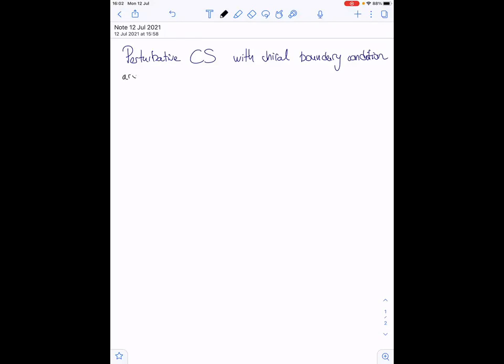So this is a report on a joint work with Donald and Pavel Severa. You can find it on arXiv, for example.